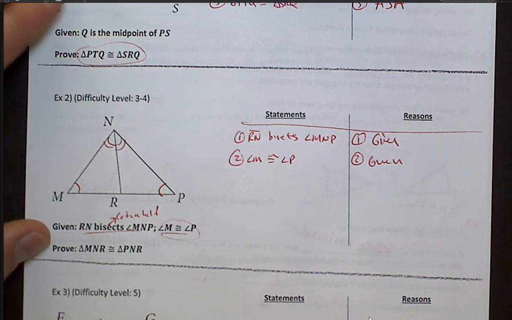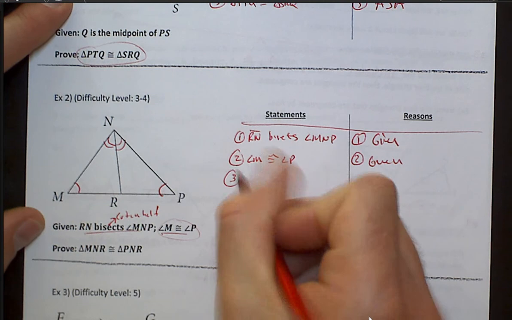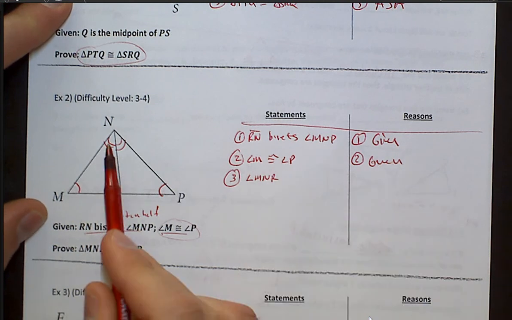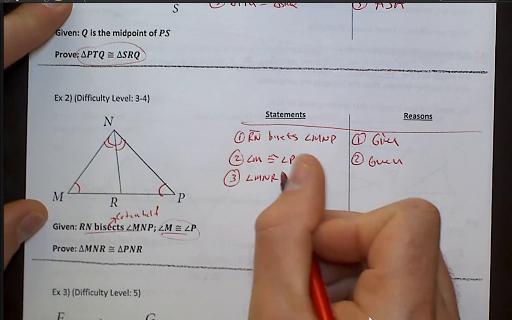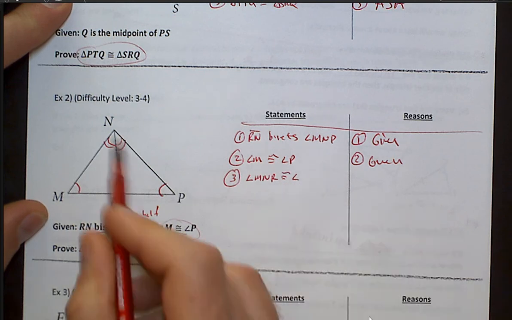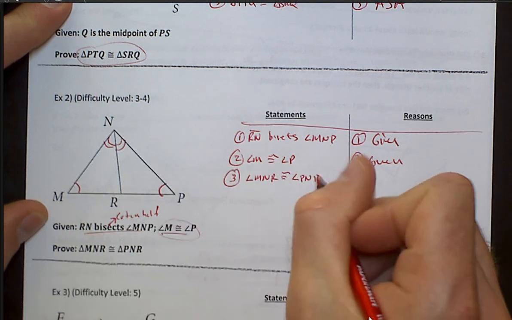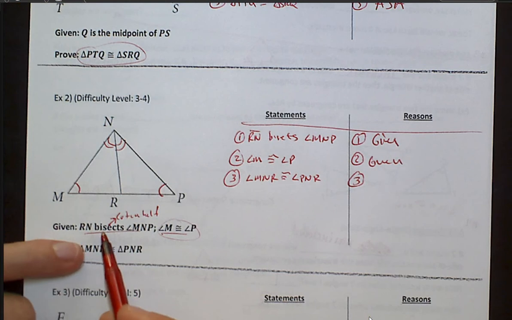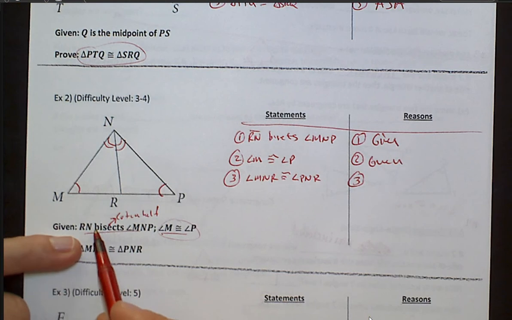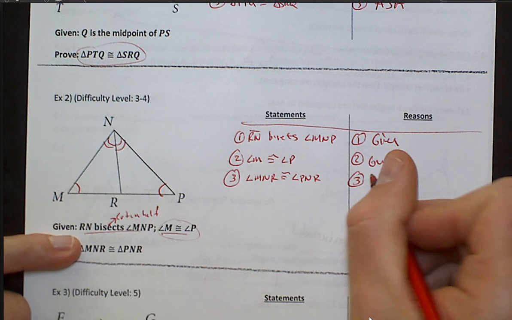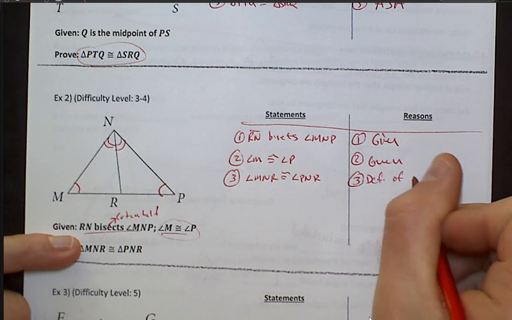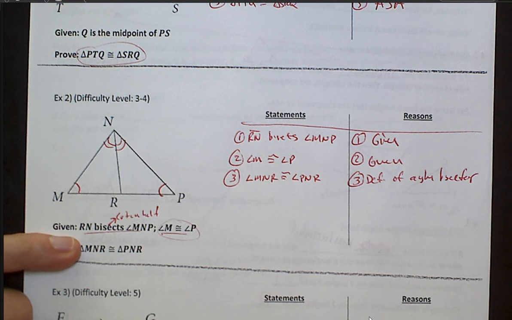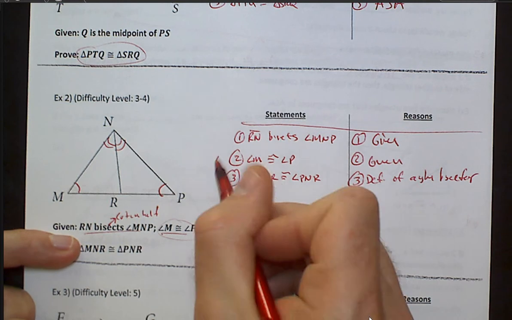So what I have there is angle MNR, which is this one, is congruent to angle PNR. And the reason I can say that is always based on the given information. What is happening? RN is an angle bisector. So, definition of an angle bisector. Okay? So I have an angle equal to an angle there, an angle equal to an angle there.